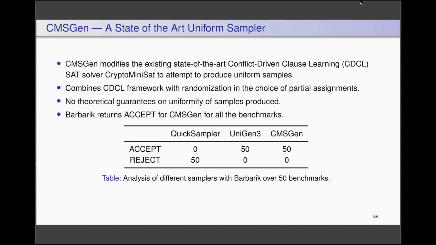Since the understanding of the behavior of CDCL itself is a big open problem, CMSGen cannot provide unconditional analysis on the distribution generated. However, upon testing with Barbarik, it turns out that Barbarik accepts CMSGen for all the benchmarks. The table here lists two other samplers, UniGen3, which is a state-of-the-art uniform sampler that provides theoretical analysis, and the QuickSampler, which does not provide any theoretical guarantees. Note that Barbarik rejects QuickSampler for all the benchmarks.